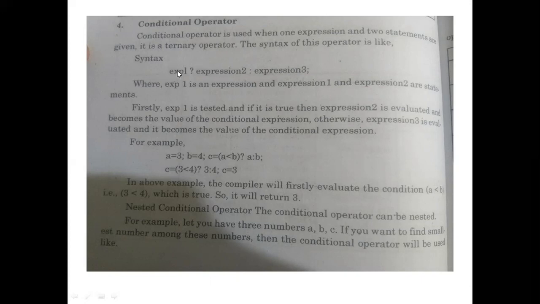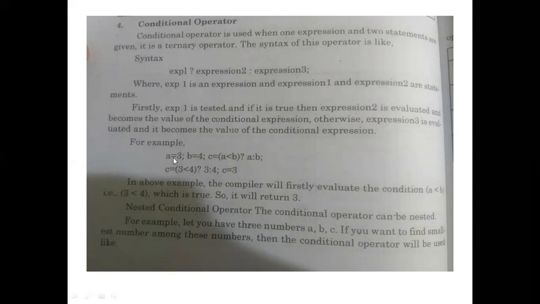So if expression 1 is a relational expression and it returns true, then expression 2 will be evaluated. If this relational expression returns false, then expression 3 will be evaluated. So in this way it is working. This is known as the ternary operator because this question mark and colon take three operands.